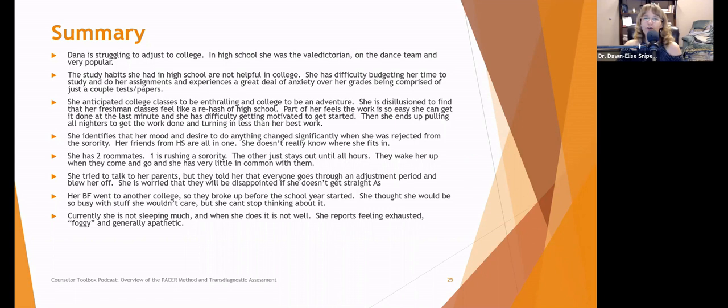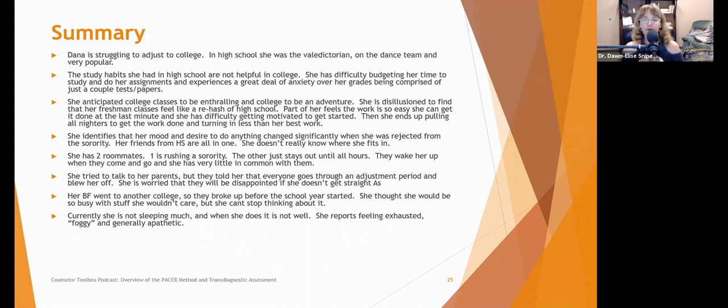Part of her feels like the work is so easy she can get it done at the last minute, and she has difficulty getting motivated to get started. Then she ends up pulling all-nighters to get the work done and turning in less than her best work. She identifies that her mood and desire to do anything changed significantly when she was rejected from the sorority. Her friends from high school are all in different sororities, and she doesn't really know where she fits in. She has two roommates. One is rushing a sorority. The other just stays out to all hours. They wake her up when they come and go, and she has very little in common with them. She tried to talk to her parents, but they told her that everyone goes through an adjustment period and blew her off.